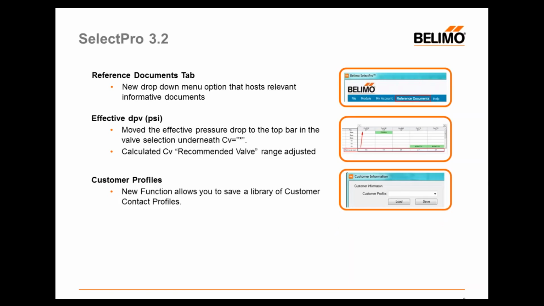Another new feature we added was customer profiles. This new function allows you to save a library of your customer contact profiles. So for any of you out there that are putting together schedules and constantly changing your customers, it's a pain to have to re-enter the customer name, address, every time you go to do the schedule. So what this allows you to do is you enter it once, you name it, customer ABC, you save it, and then next time you go to open SelectPro, you'll be able to hit on that drop-down arrow right here, and it will show you your library of customer contact profiles, and then you can switch between as you're doing your schedules.